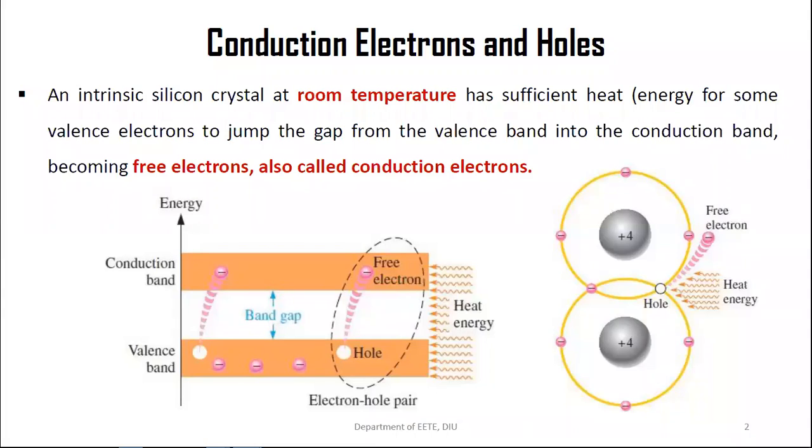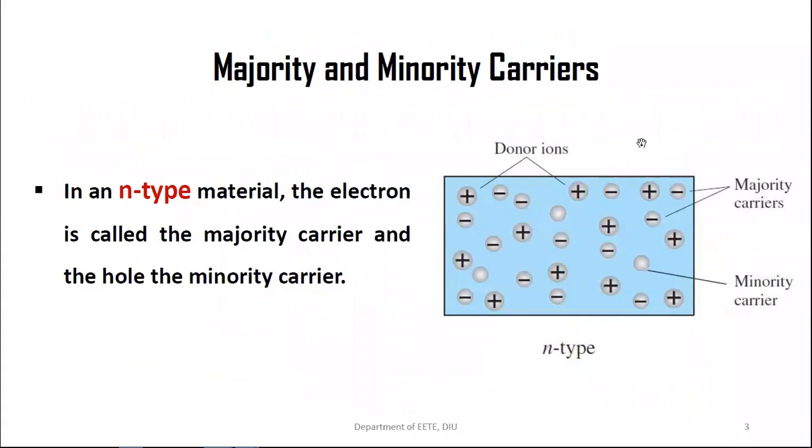Okay. So you see the same amount of holes and the same amount of electrons. From that concept, we can say there are two carriers in every type of material, both N-type material and P-type material. So what are those? Those are the majority carrier and the minority carrier.